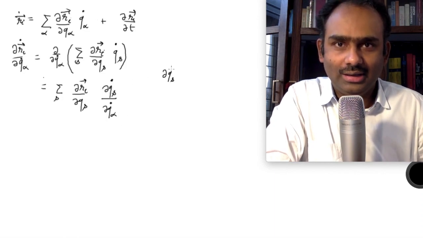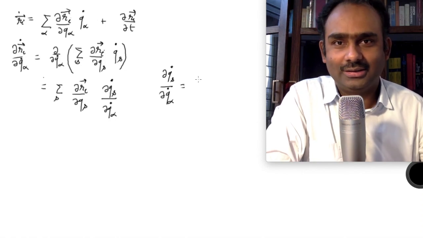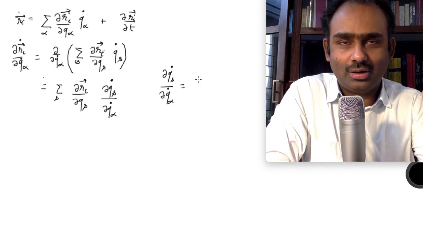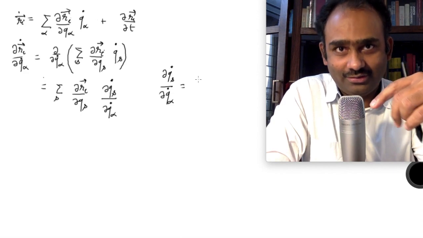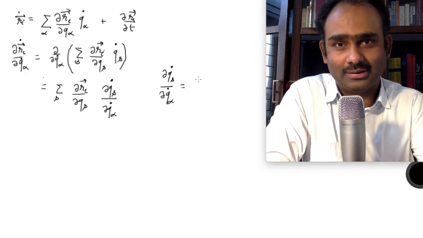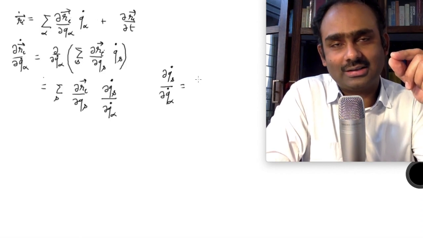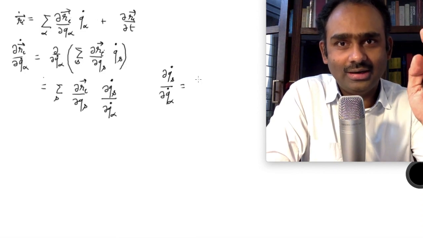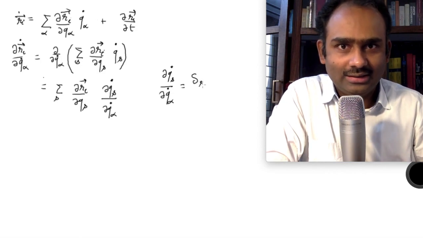So del Q_S dot over del Q alpha dot is, what's your understanding? See, when S and alpha are the same, then the answer is 1. Okay, so del Q_S dot over del Q_S dot is 1. And when S and alpha are different, the answer is 0 because these are independent variables. So if S and alpha are not the same, the answer is 0, and if they are the same, the answer is 1. And that's what a Kronecker delta is. Okay, so this thing is delta_S alpha.